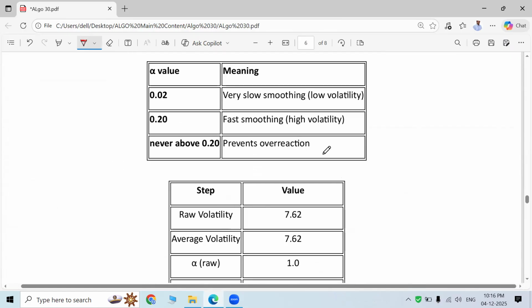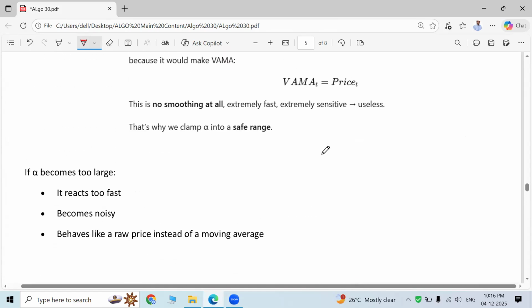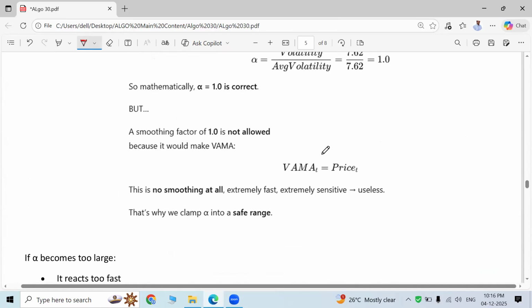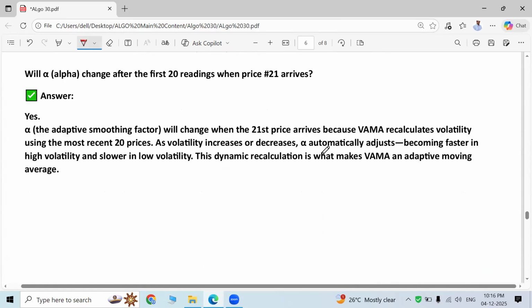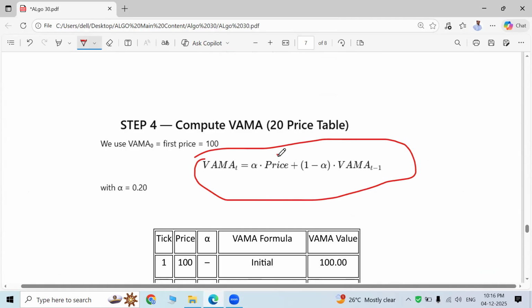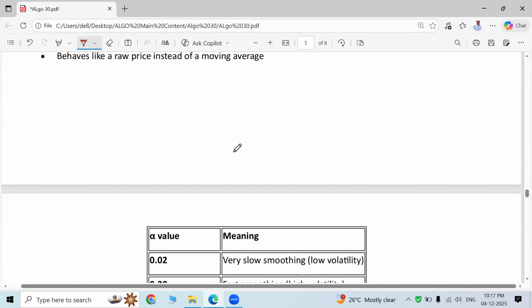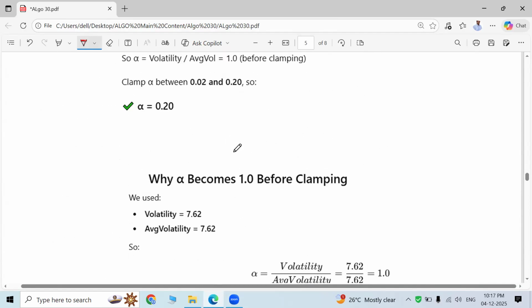Why do we need alpha and why do we need all these values? The reason is the formula of VAMA. Let me show you that. I have the formula of VAMA in the table. The formula of VAMA is alpha into price plus 1 minus alpha into VAMA. So first we need to know alpha, and we need to know 1 minus alpha. That's why we first need to understand what the value of alpha is.